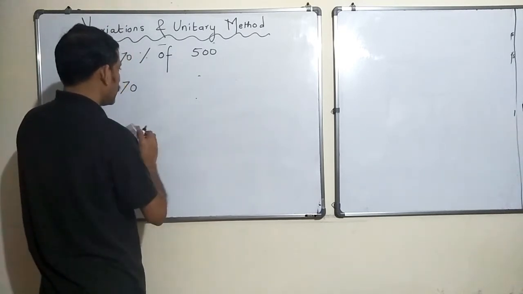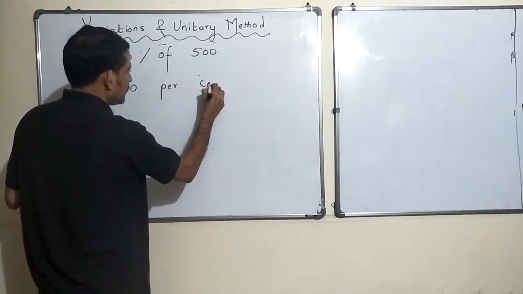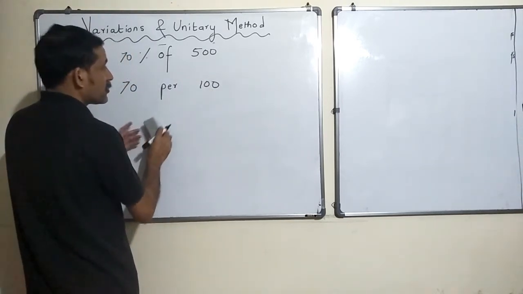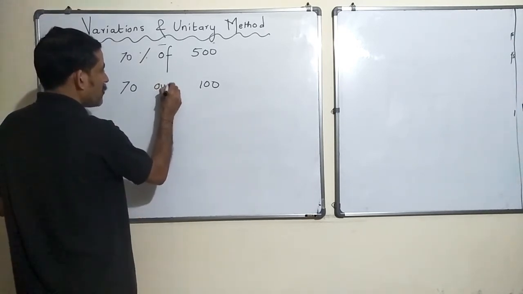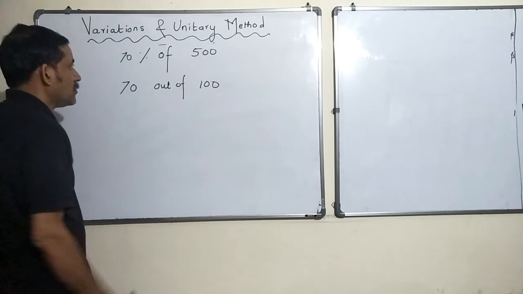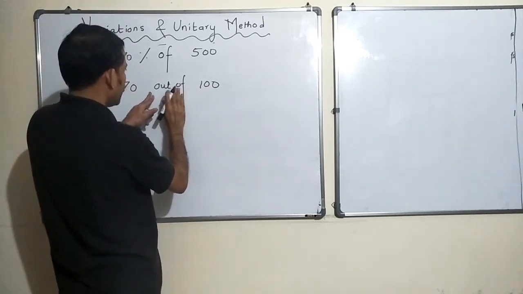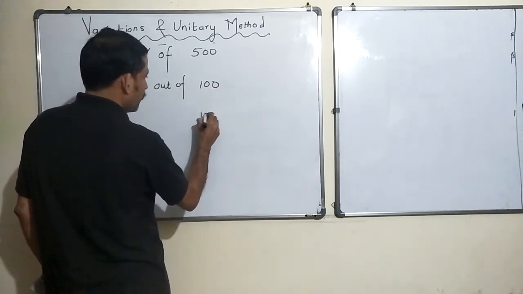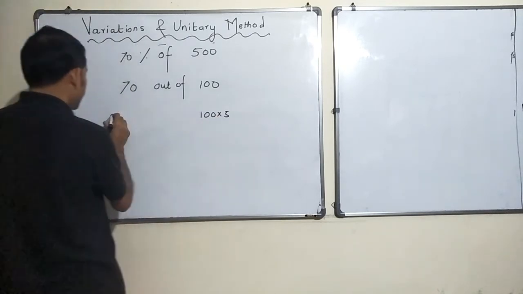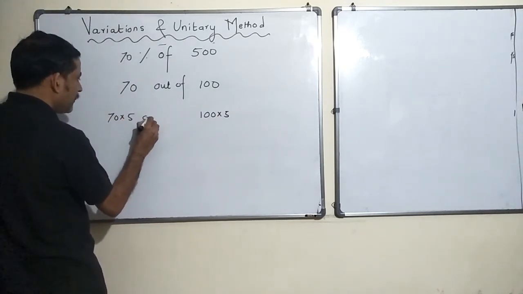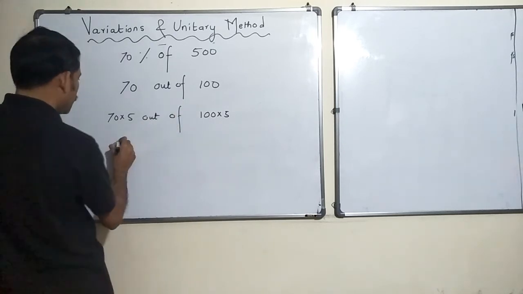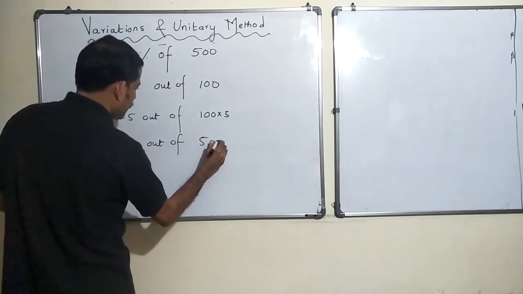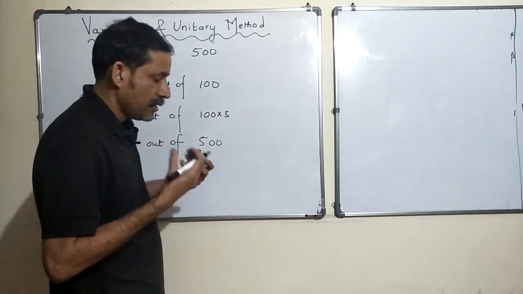Let me write that down if you have forgotten. 70 per cent. Now cent means 100, so I can write 70 per 100. I can also write per as out of. Now 70 out of 100, if you are getting out of 500, what will you do? We said we multiply both left hand side and right hand side by 5, and it would be 350 out of 500.